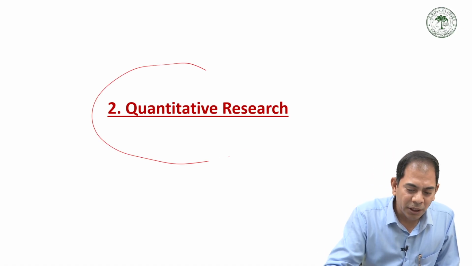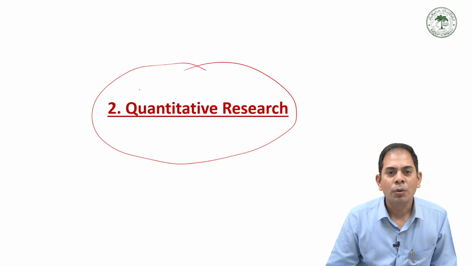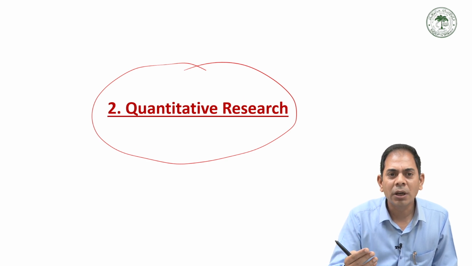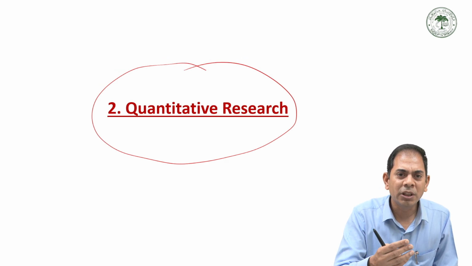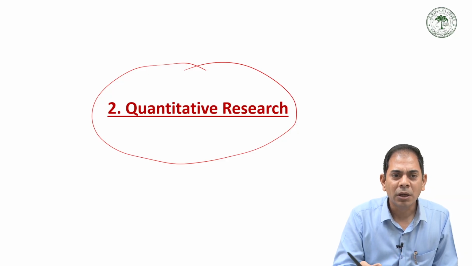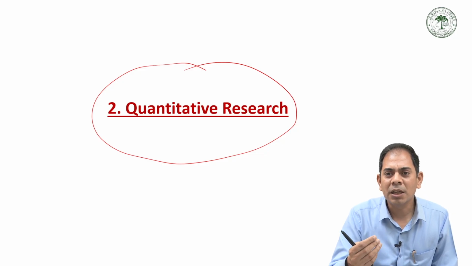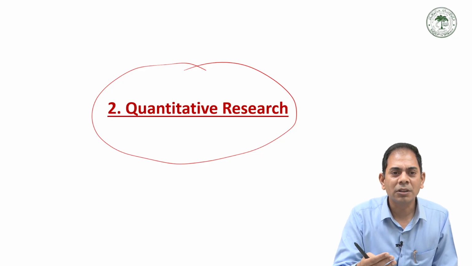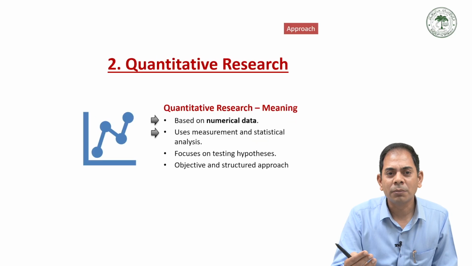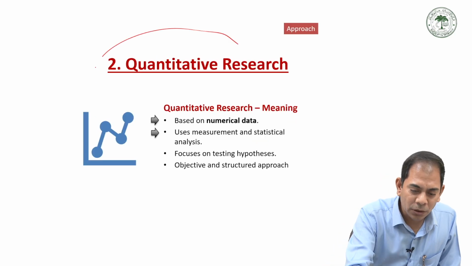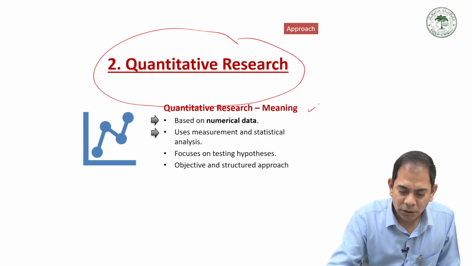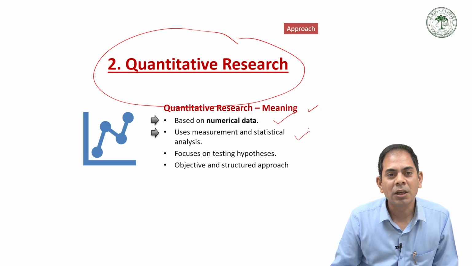Next is quantitative research. Quantitative research is research that focuses on collecting numerical data and analyzing it with the help of different statistical methods. It is used to measure variables, test hypotheses, and examine the relationship between different factors in an objective and systematic way. So the important thing is that quantitative research is based on numbers and uses measurement and statistical analysis.